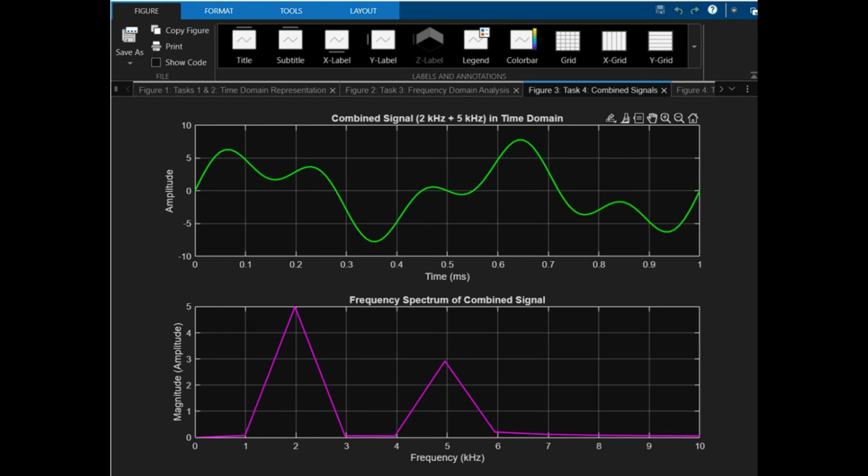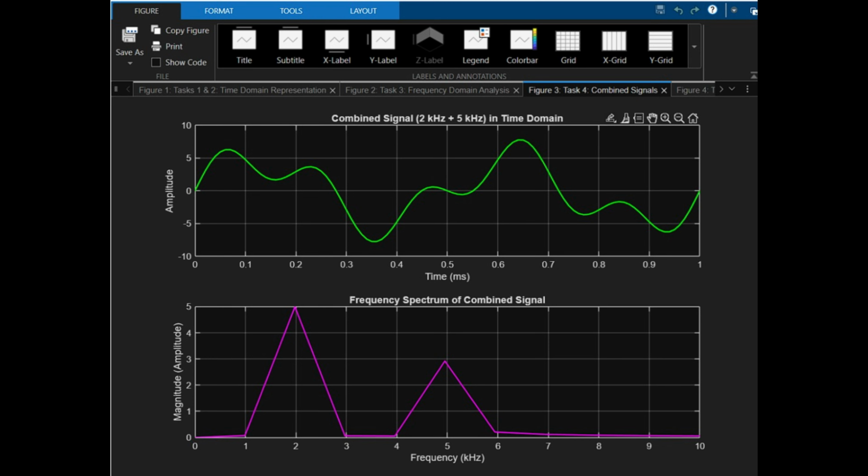In task 4, we introduce complexity by generating a second signal, x2, which has an amplitude of 3 and a higher frequency of 5 kHz. We combine these two signals by superposition, calculating x combined equals x1 plus x2.